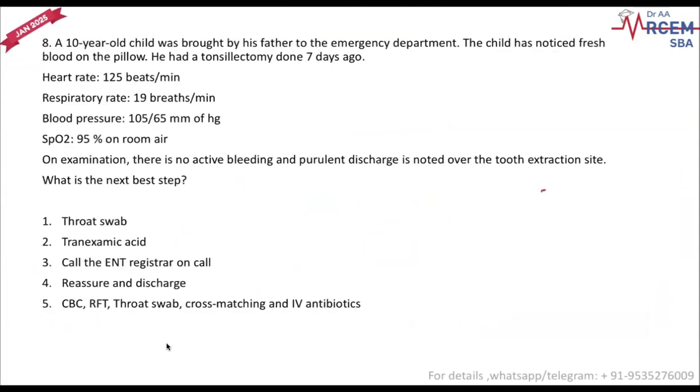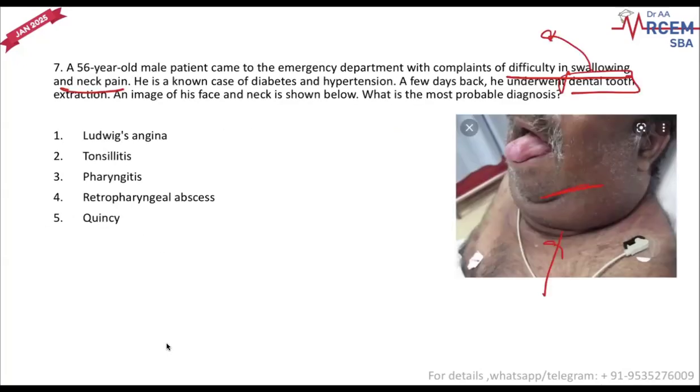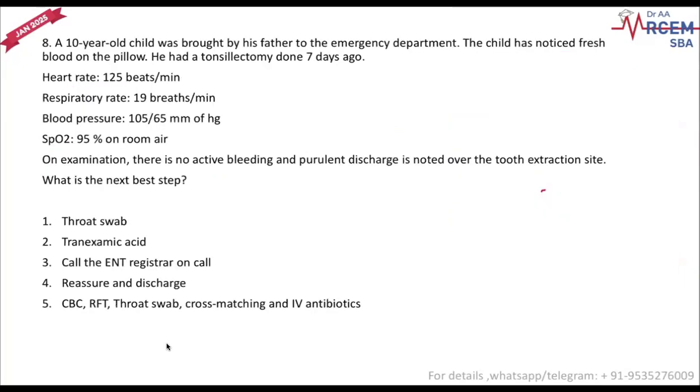Image has been given. You can see here below this, it is quite enlarged. Tongue is protruding outwards. I'm strongly suspecting Ludwig's angina here. This cannot be any other diagnosis here. I'm thinking of Ludwig's angina because of the presence of a dental procedure or anything related to the tooth. If present, it is Ludwig's angina until and unless proven otherwise.